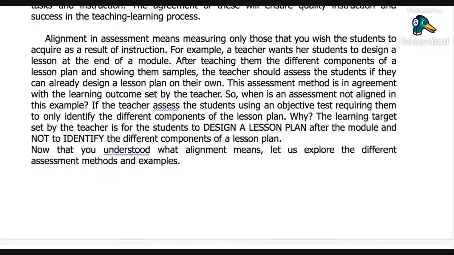So, kung sa lesson mo ay tinuro mo kung paano magluto, then dapat 'pag in-assess mo sila, dapat magde-demonstrate sila kung paano magluto. Hindi puwedeng tinuro mo, nag-demo ka kung paano magluto, and then in-assess mo sila, ang assessment na ginawa mo ay paper and pencil test. Okay? Hindi aligned, ano? Kasi paano mo ngayon mame-measure if they know how to cook using a paper and pencil test, 'di ba? So, walang alignment, okay?